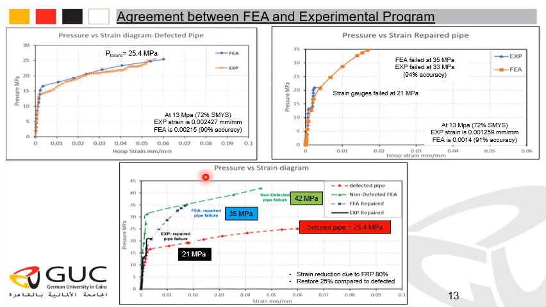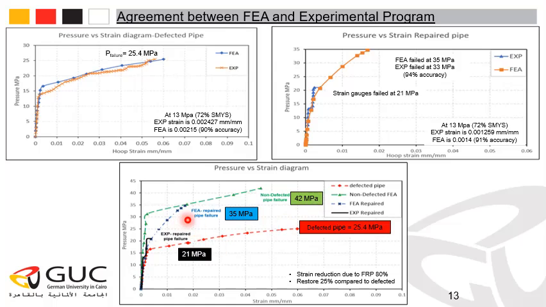Now I combined all the cases in one graph. This green curve represents the non-defected pipe failure, which was 42 megapascal. That is obtained using finite element analysis, because the author didn't make a bare pipe test in the experiment.